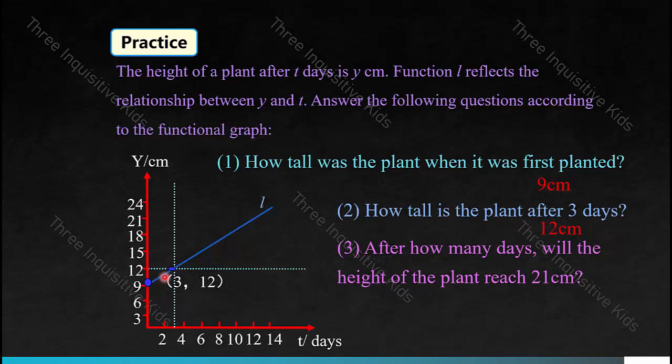After how many days will the height of the plant reach 21 centimeters? Well, now we're looking with our y value. So we look at y, and then we see what its corresponding t value is, which would be 12. So (12, 21), the answer would be 12 days.